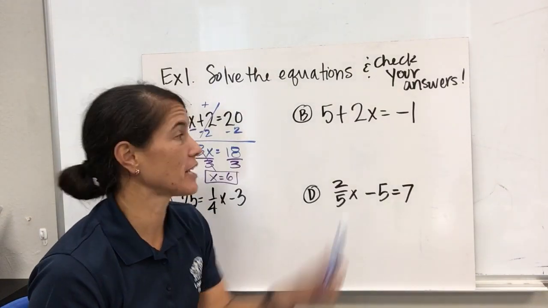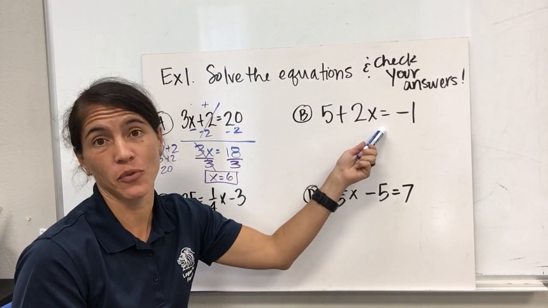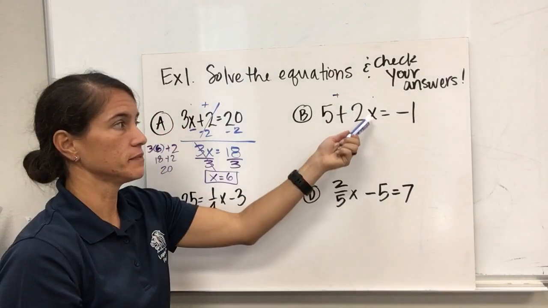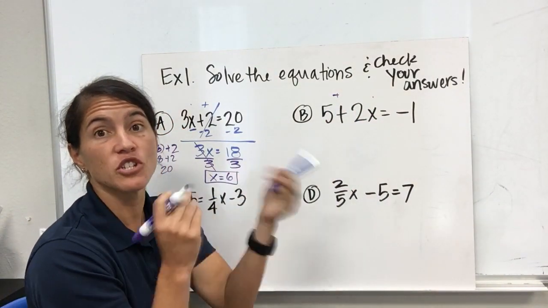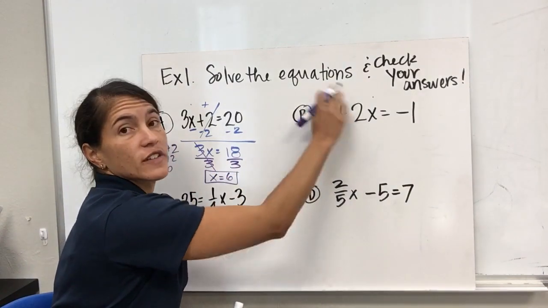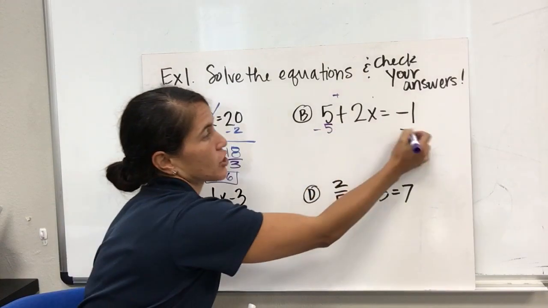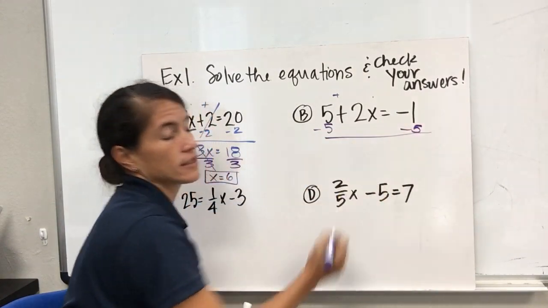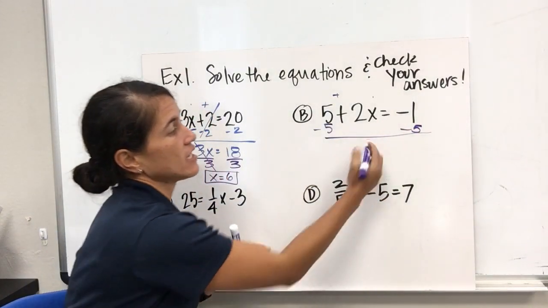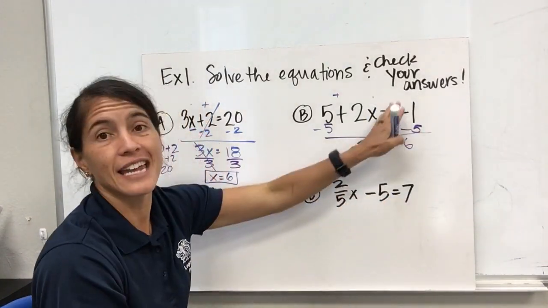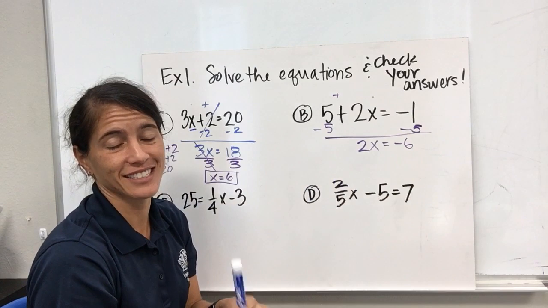5 plus 2x equals -1. So again, I have addition, and then I have multiplication. So I'm going to undo them in reverse order. I need to undo this addition. This 5 is positive. This is a positive 5. So I'm going to subtract 5 from both sides. And then 5 minus 5 is 0. And so I'm left with 2x equals -6. -1 minus 5 is -6.